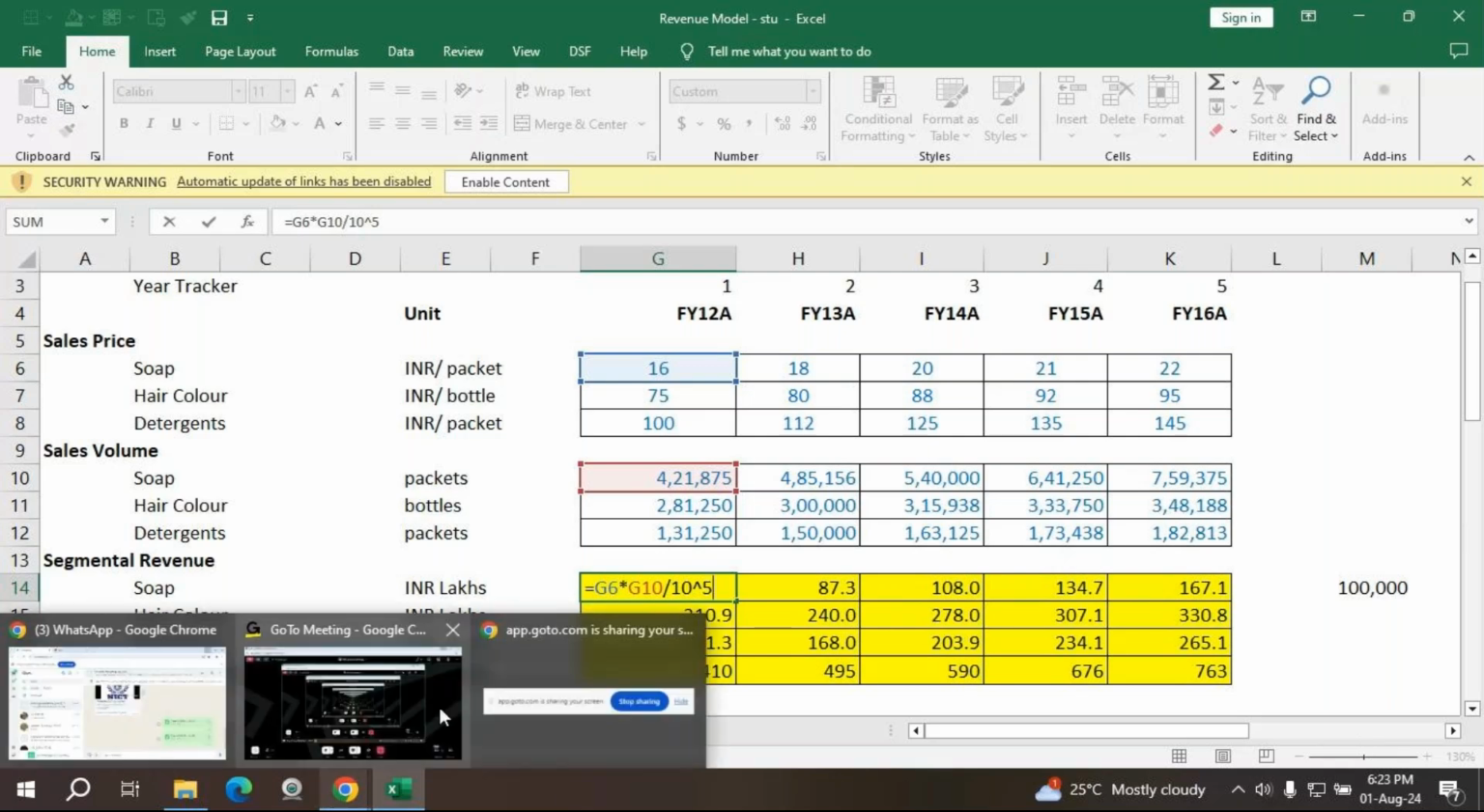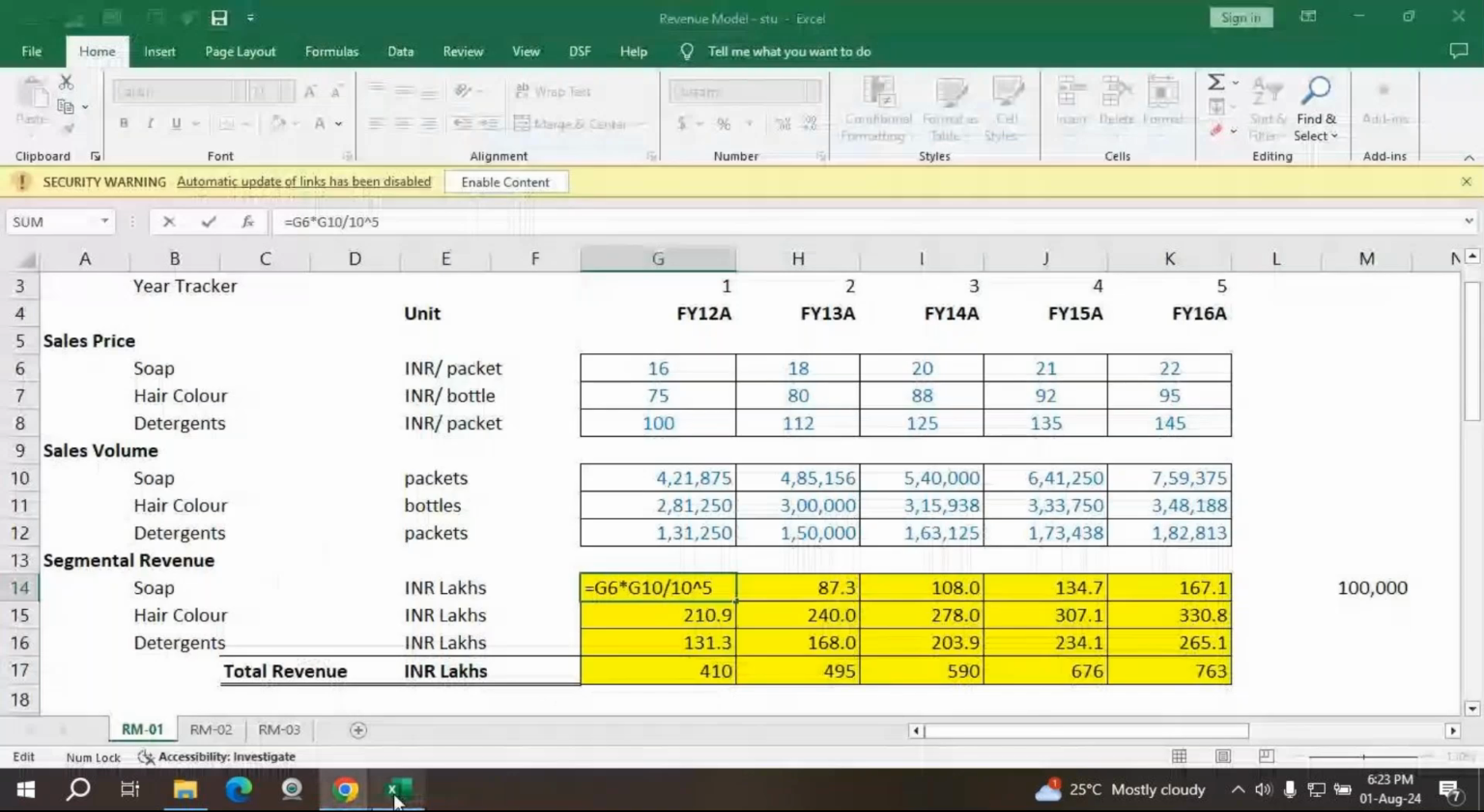Second, I'll just check whether I have put it on record here. I have put it on record. So if this one is done, try solving revenue model 2. Once after finishing this, try solving revenue model 2.